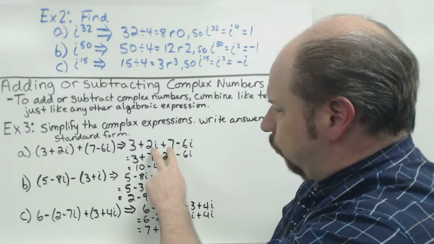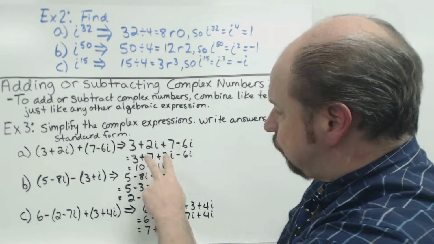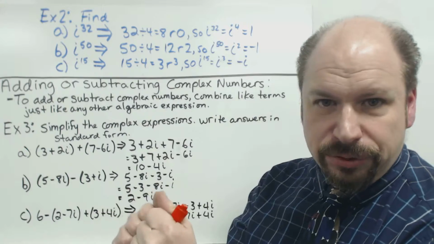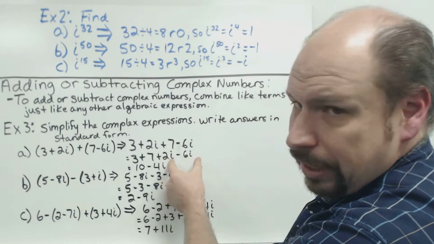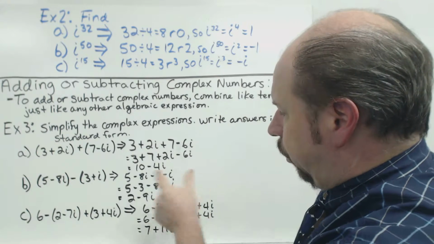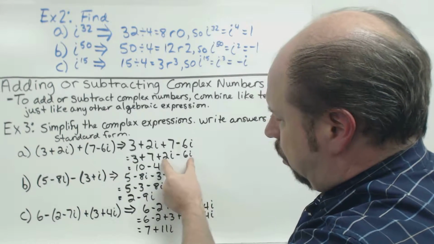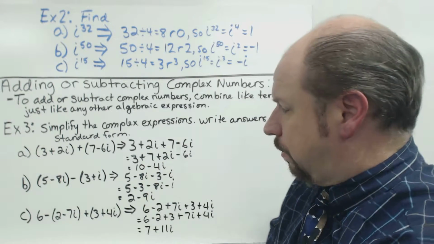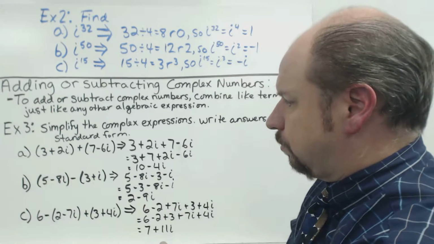And now, remember the commutative property of addition says we can change the order of things. So I'm just going to switch this order around so we kind of have things grouped together. Notice we have the real numbers grouped together here. We have the imaginary numbers grouped together here. So if we take 3 plus 7, we get 10, and 2i minus 6i is -4i. Okay, so it really is just as easy as any other algebraic expression.